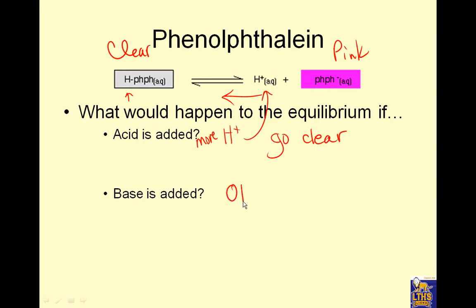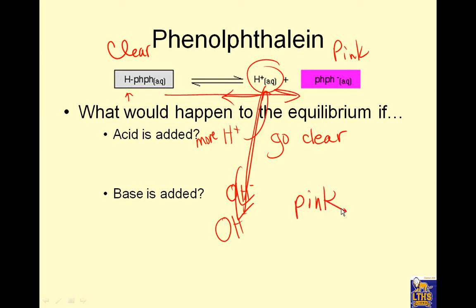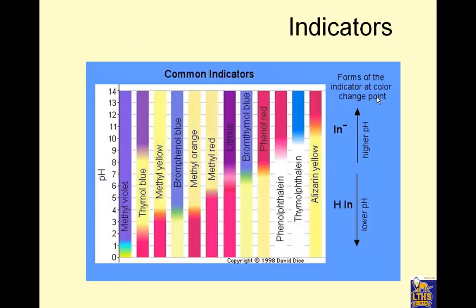If you add base, you're adding hydroxide. Hydroxide pulls the hydrogen out, like, come with me. So if hydrogen's going away, then that stress pushes the equilibrium that way, and it'll go pink. So indicators are equilibrium-based reactions of weak acids. Your phenolphthalein is actually a weak acid. Its clear form is the acid form. Its pink form is the ion form.